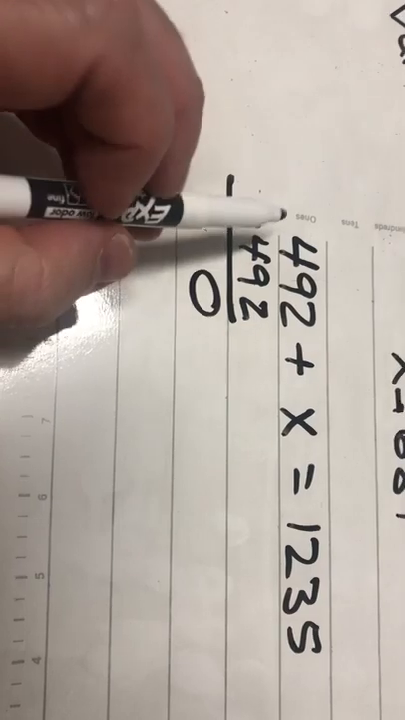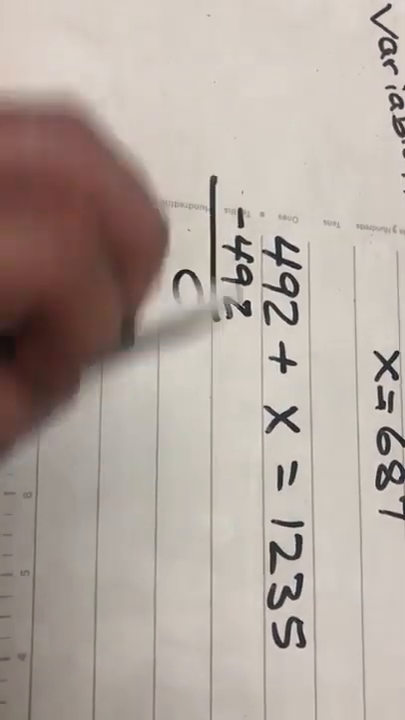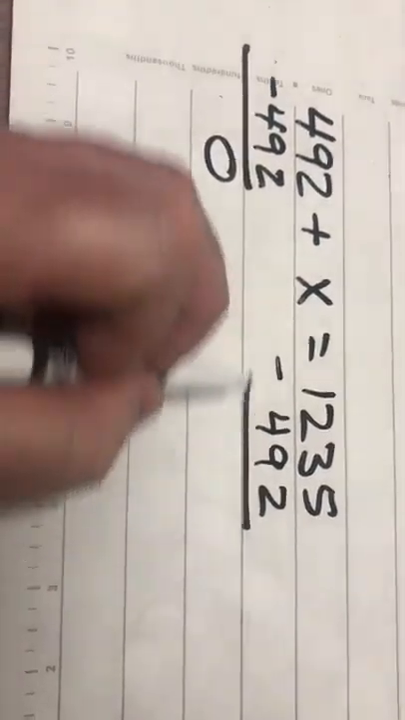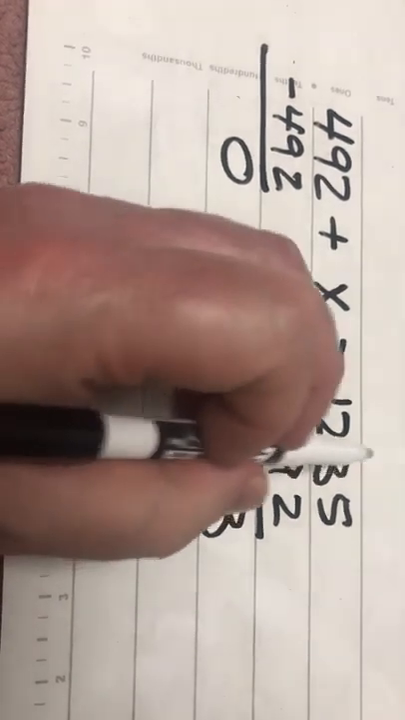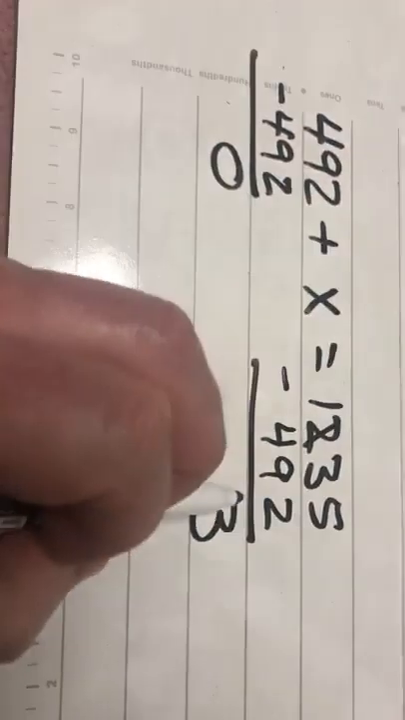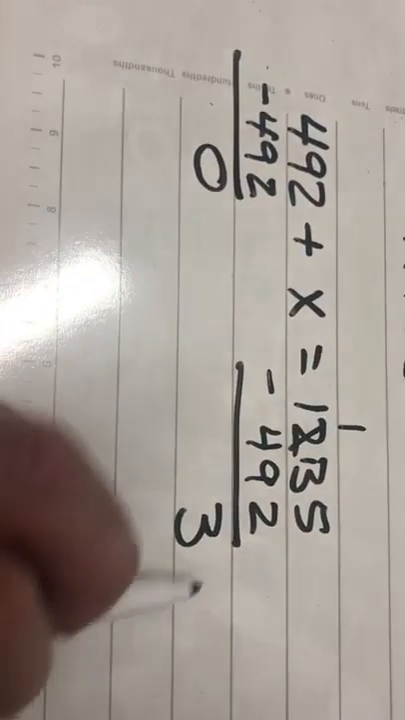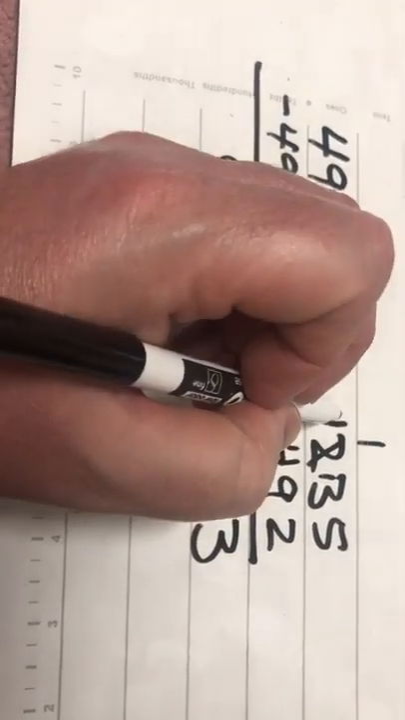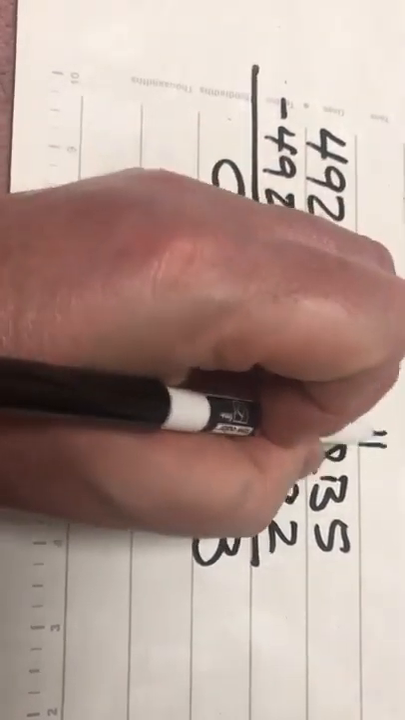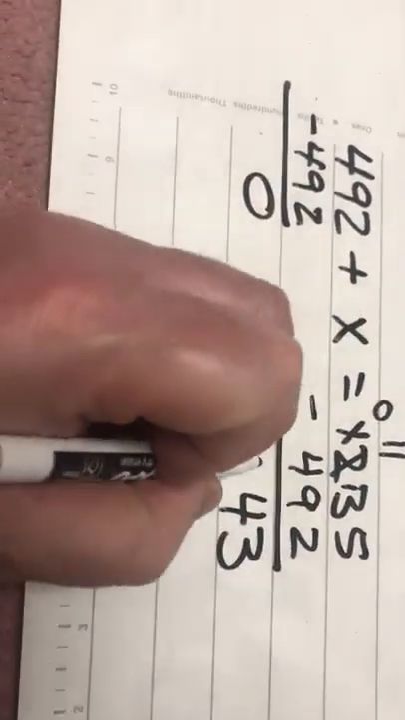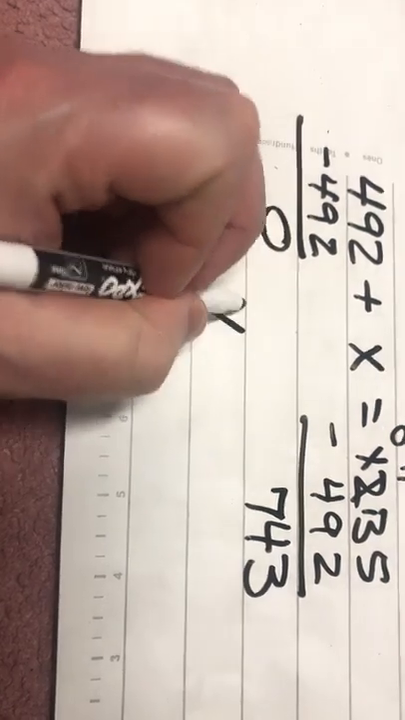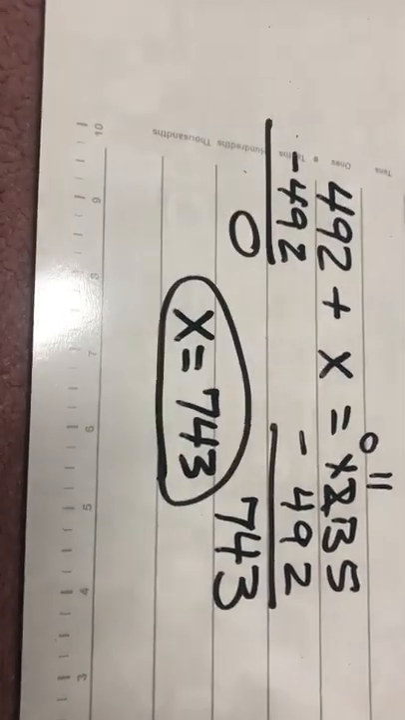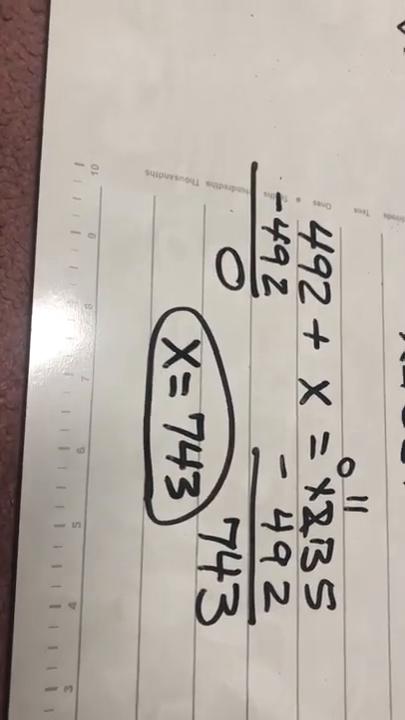That's going to give me 0. And since I subtracted 492 from this side, I have to come over here and subtract 492. 5 minus 2 is 3. I can't do 3 minus 9, so I'm going to borrow from the 2, make it a 1, make the 3 a 13. 13 minus 9 is 4. I can't do 1 minus 4. I can borrow from the 1, make it a 0, make this 1 an 11. 11 minus 4 is 7. I get x equals 743. All right? And so that's what happens with addition equations.